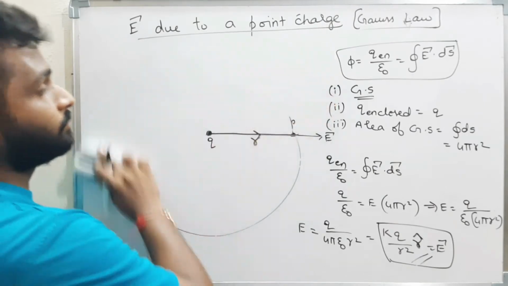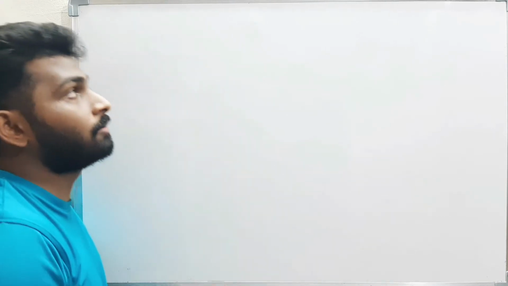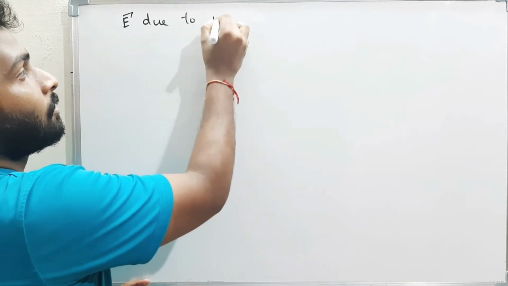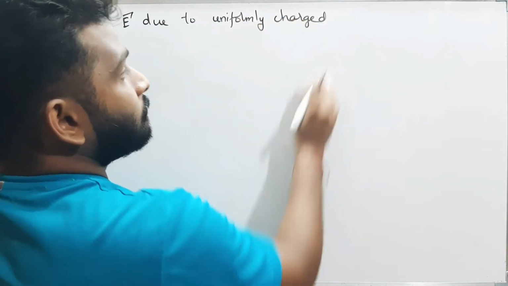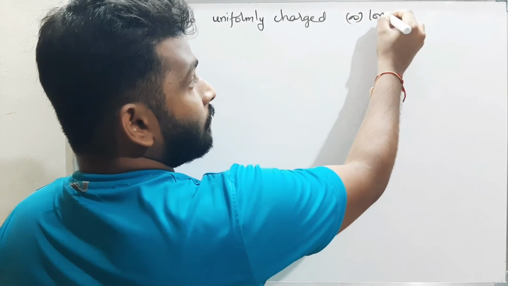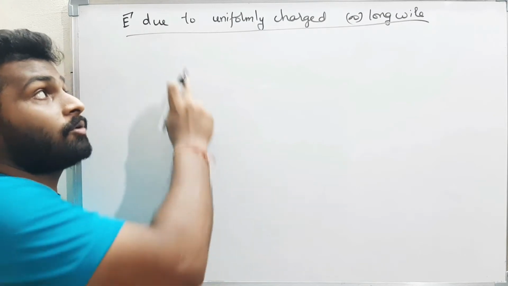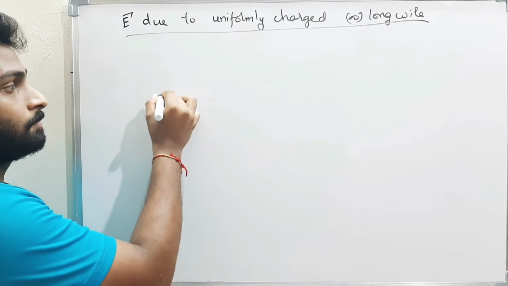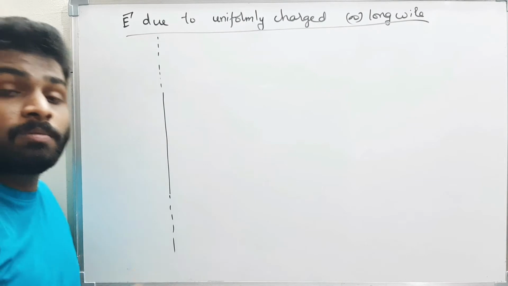Okay, now see here. Now we'll see the electric field due to a uniformly charged infinitely long wire. Okay, this is the second application of Gauss law. We are going to find the electric field intensity due to a uniformly charged infinitely long wire. Now see here. This is an infinitely long wire and it is uniformly charged.